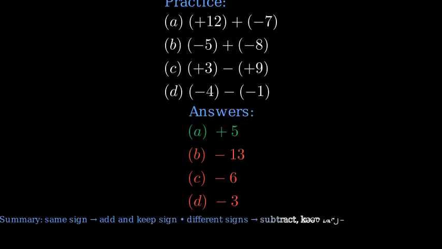Great work! Remember, same signs, add the absolute values and keep the sign. Different signs, subtract the absolute values and keep the sign of the larger absolute value. And always turn subtraction into addition of the opposite. With these 3 ideas, every problem is manageable.